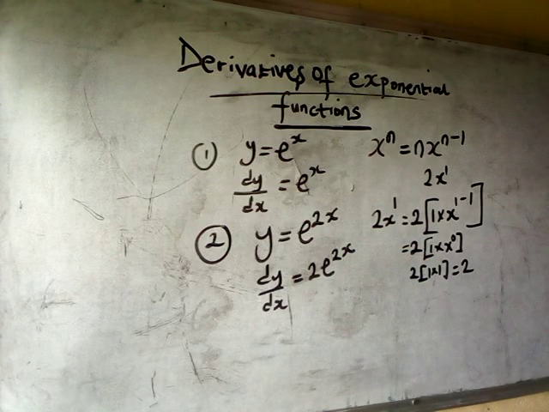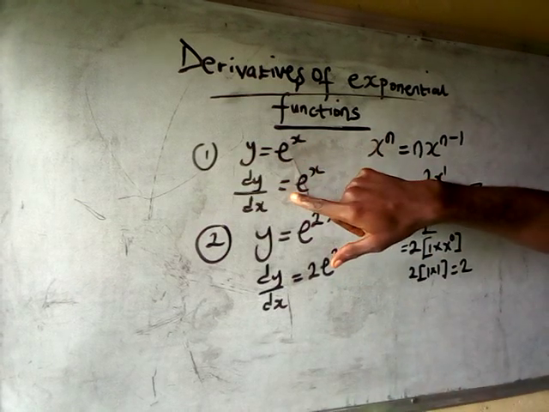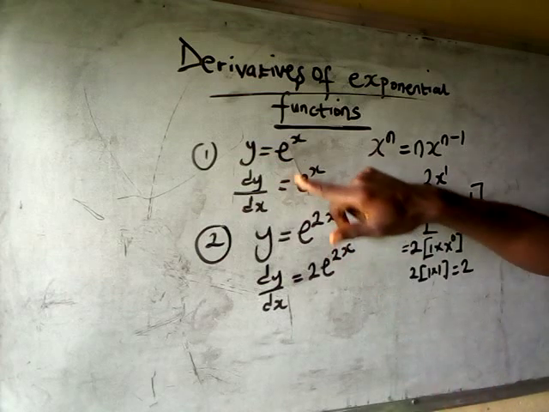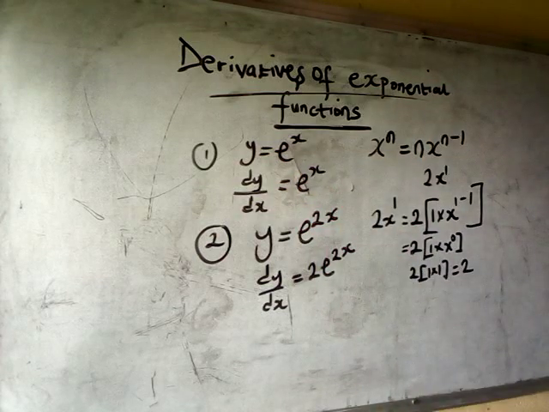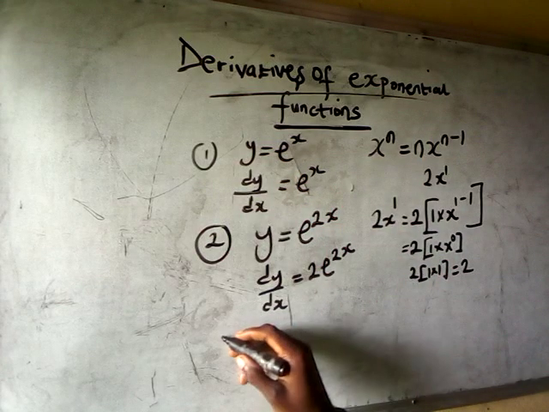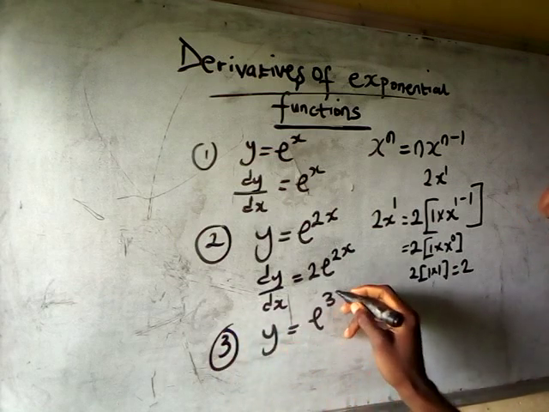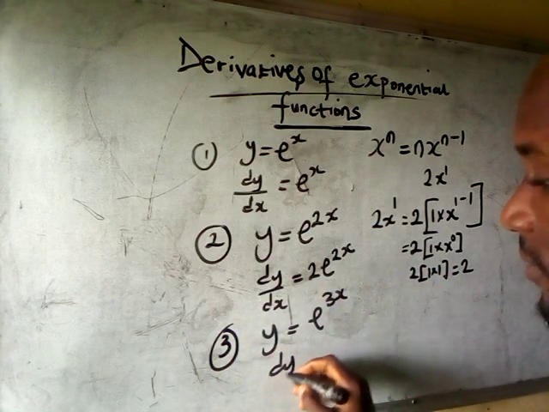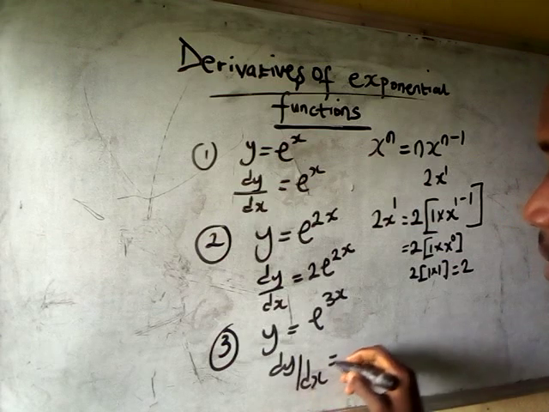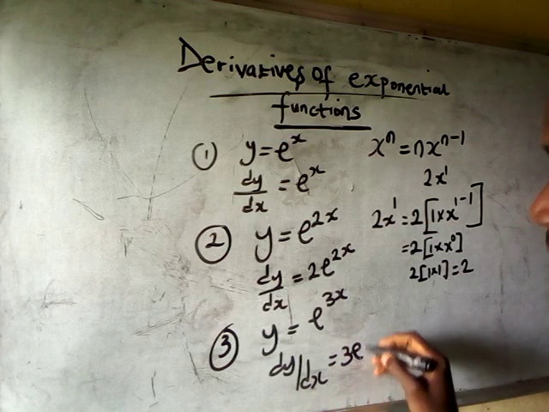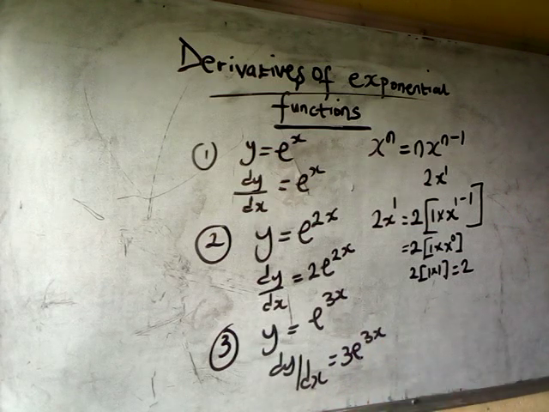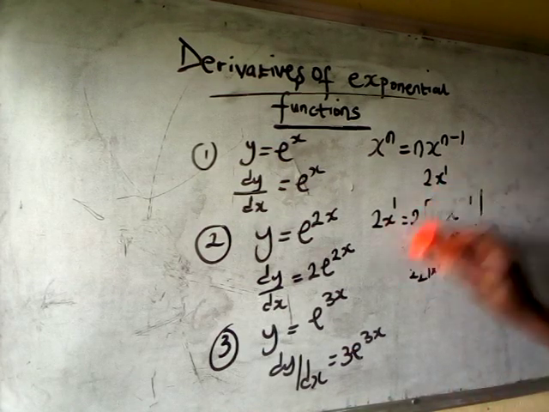Remember what I said, that the derivative of this is 1. It is wrong in mathematics to write 1 here. It is very, very wrong. If we continue like that, if we have y is equal to exponential 3x, the derivative of this is equal to 3 exponential 3x. Have you seen? It's very, very simple.